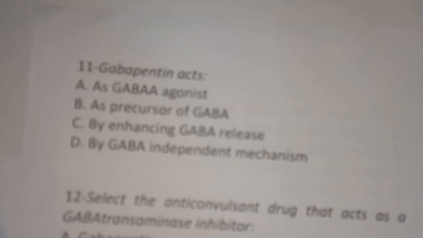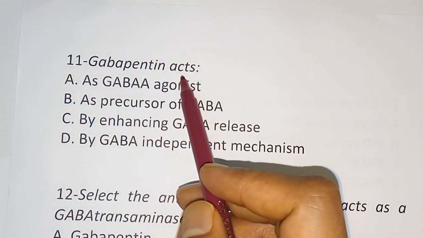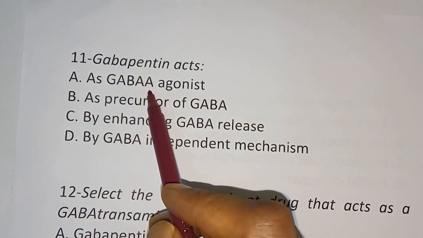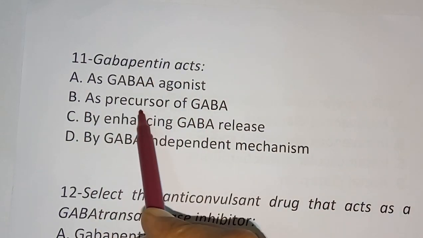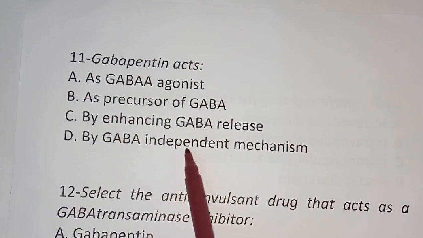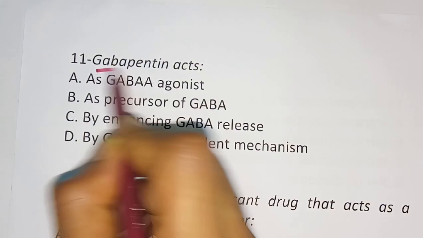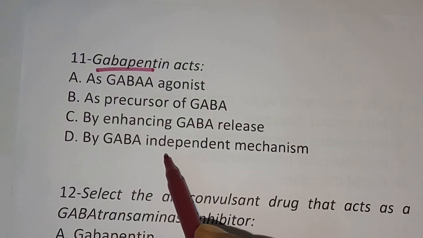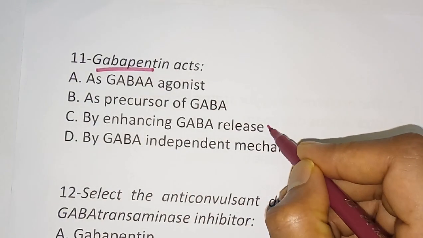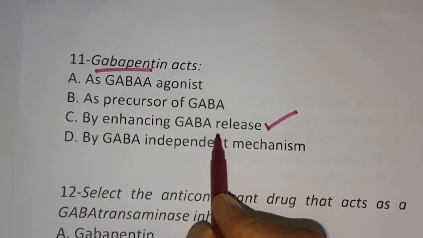Next we will move to question number 11. Gabapentin acts. Options: as a GABA A agonist, as a precursor of GABA, by enhancing GABA release, by a GABA independent mechanism. Gabapentin's mechanism is through enhancing GABA release. The correct answer is enhancing GABA release.